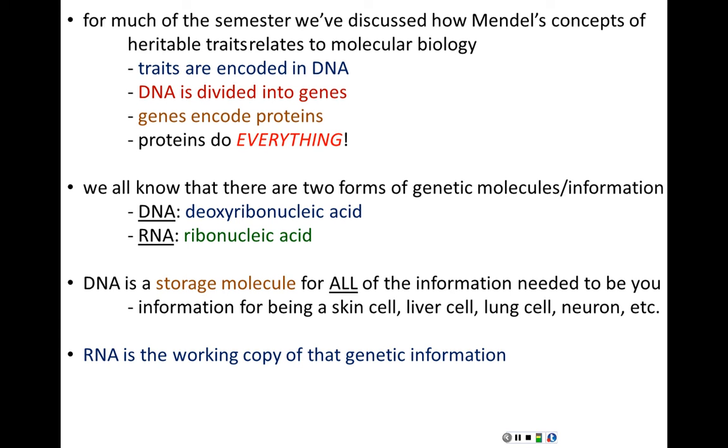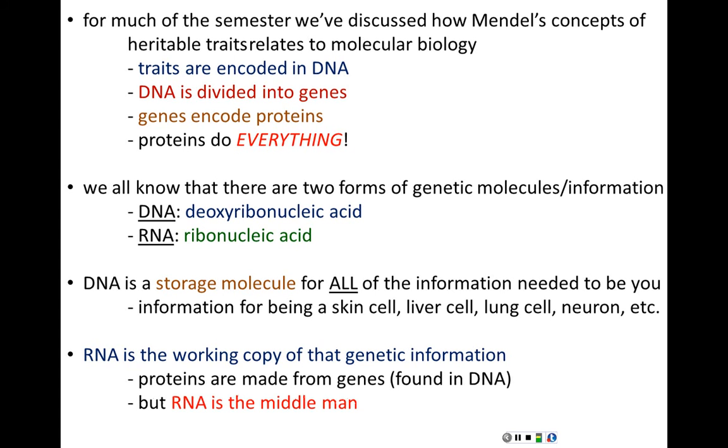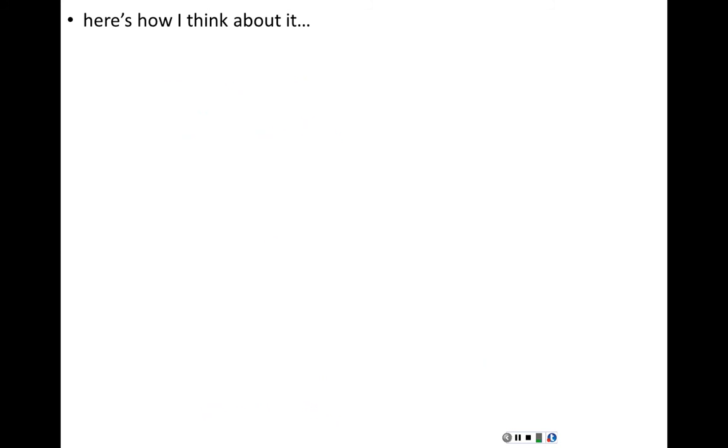So to allow this DNA to see to the building of a protein, we need an intermediate, and RNA is that intermediate. RNA is a working copy of the genetic information that was on the DNA gene. Proteins are made from genes found in the DNA. Yes, they are. However, RNA is the middleman. So the central dogma really is, to jump the gun here, DNA is copied into RNA, and the RNA is what's used to make the protein. But again, the information came initially from the DNA. DNA is the storage molecule for that information.